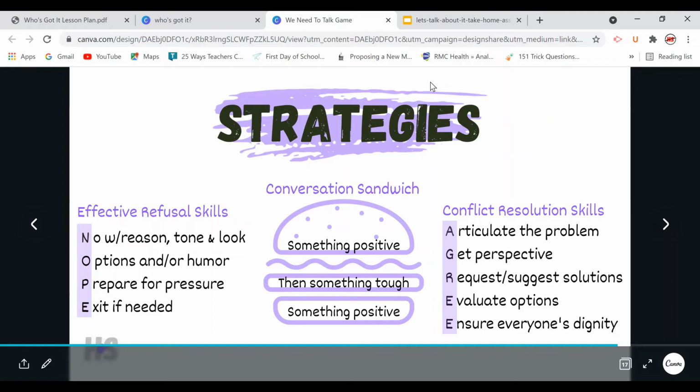They could also use a conversation sandwich where they couch something hard to say in between two positives. So, "You know how much I like you. I'm not ready for sex. I understand you are. I hope we can still hang out." You can also incorporate conflict resolution skills, taking someone else's perspective as you articulate the problem. "I understand this is something you're really curious about." Suggesting possible solutions: "What if we just kiss and cuddle?"